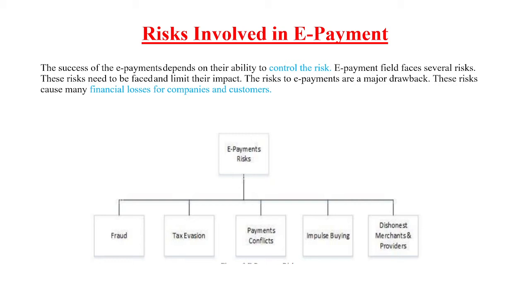The first one is fraud. The second one is tax evasion. The third one is payment conflicts. The fourth one is impulse buying. The fifth one is dishonest merchants and providers. Let us look at these risks individually.